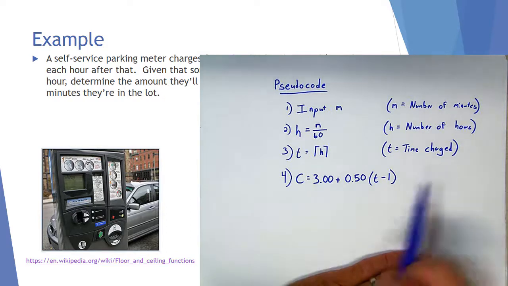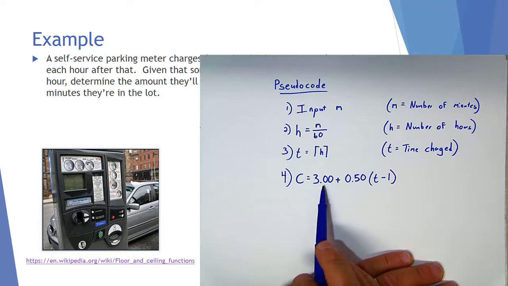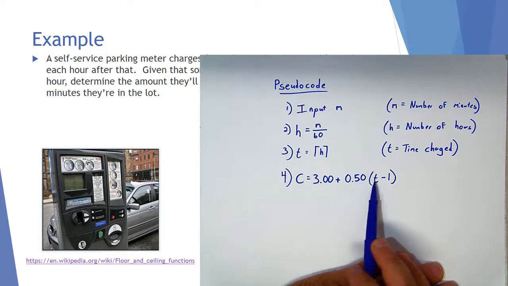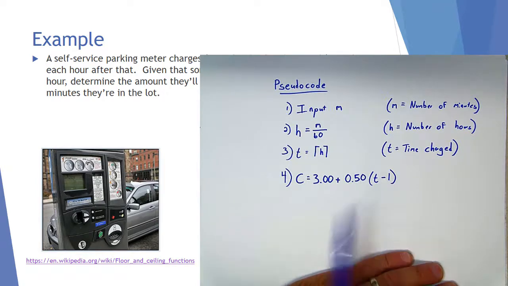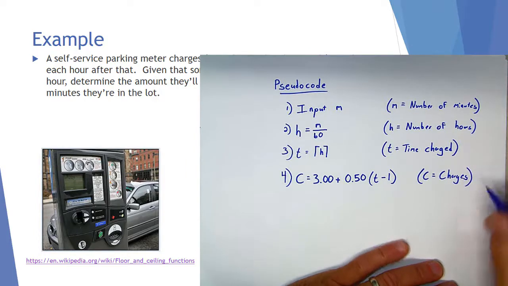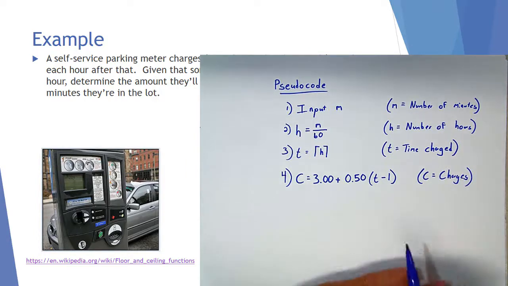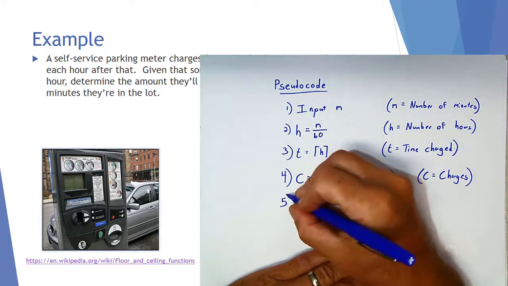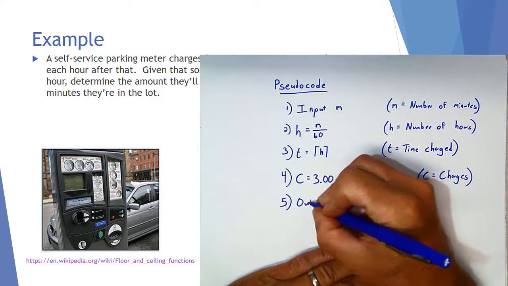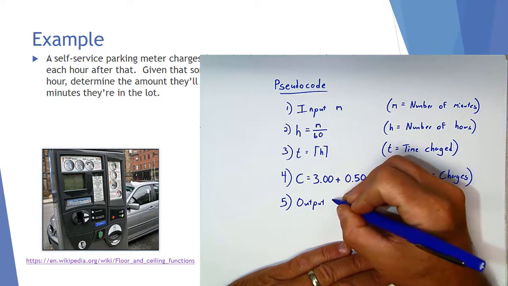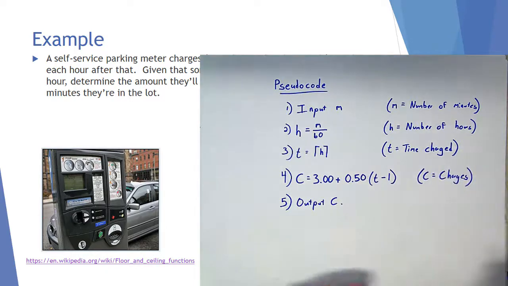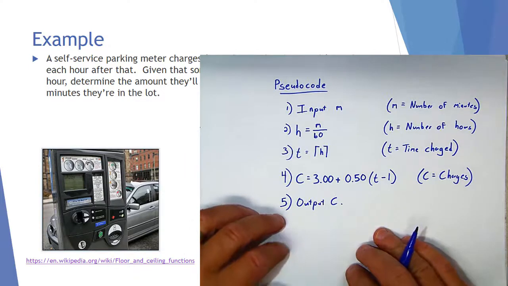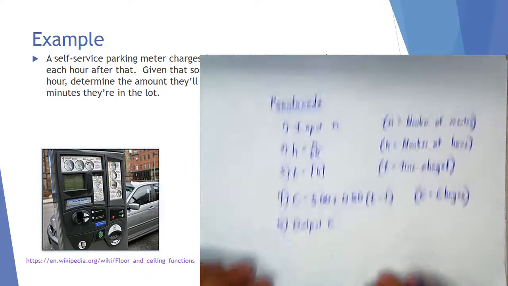So if we're parked for 2 hours, for example, we'll get charged $3 plus 50 cents for 2 minus 1. That's 1 more hour. And now that we know C, what our charges are for parking in the space, that can be our output value. And we're done. Now we can turn that into a flowchart.